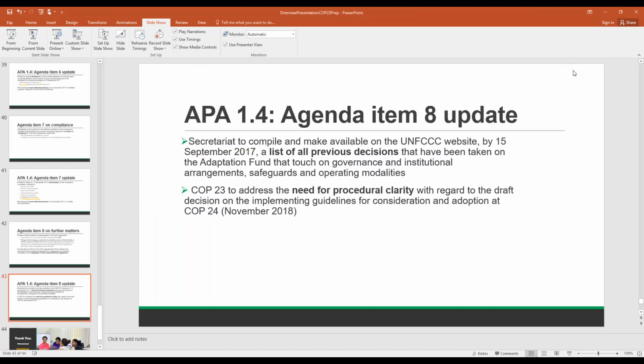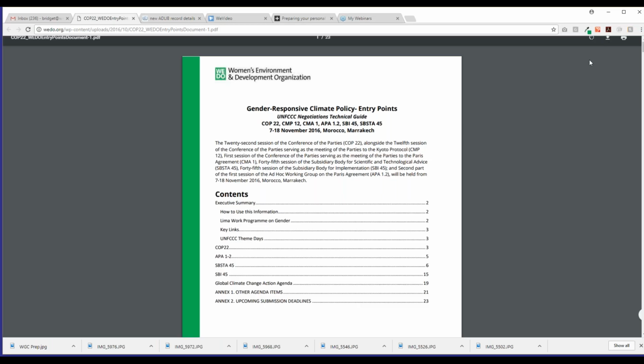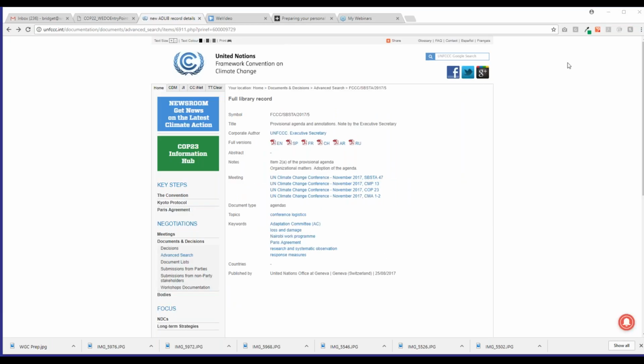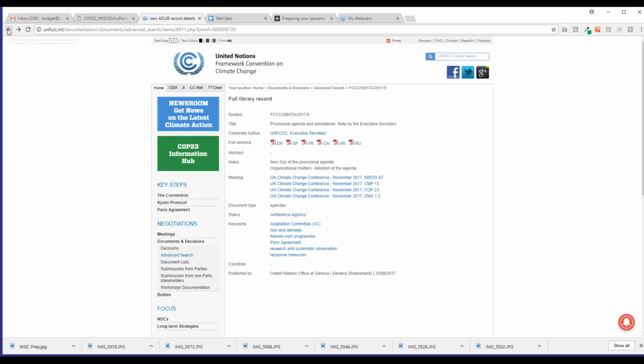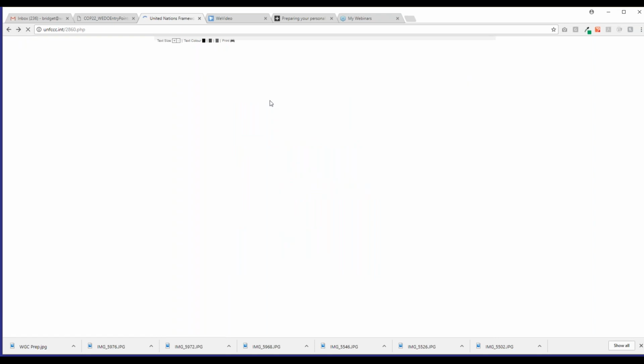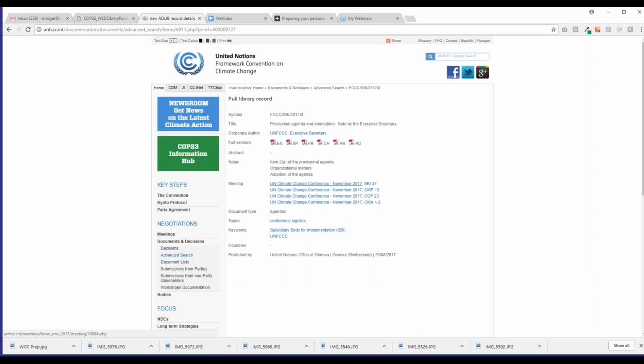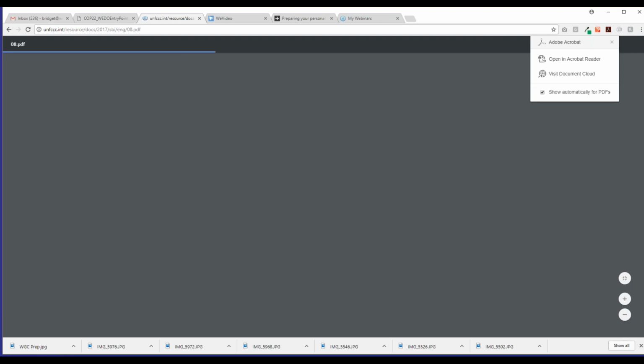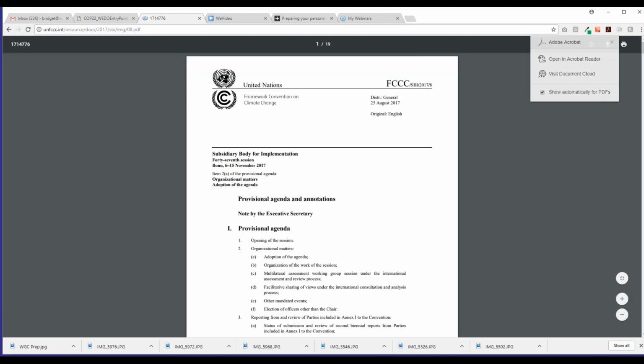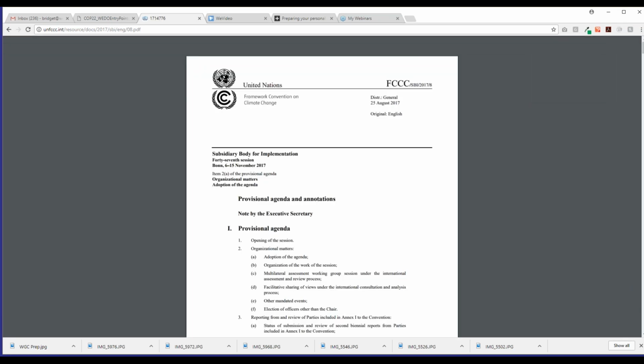The last thing I just wanted to quickly share with you, I hope you can see my screen still, because now I'm showing you where on the website. So if you are on the UNFCCC website, from the front page and you click on agendas and annotations, for example, if you click on SBI 47, I think one of the most important documents to keep in mind is the provisional annotated agenda.